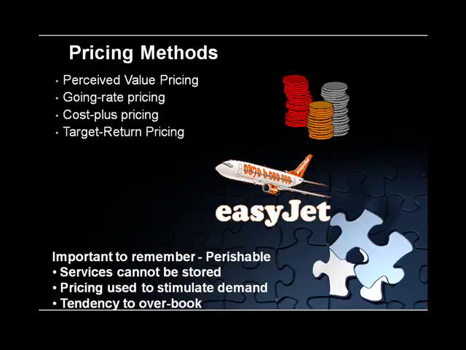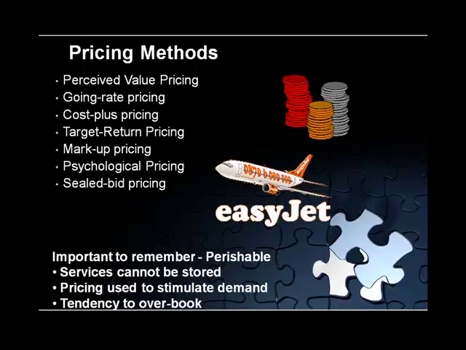Then your target return pricing, which is the price at which the product will be competitive in the marketplace. Then you've got your markup pricing, I just mentioned that. Psychological pricing is charging £1.99 instead of £2 or £2.01, because it's still perceived as cheaper. Sealed bid pricing is very often done by governments or other public agencies to guarantee an objective consideration of competitive bids, and the investors are informed about a deadline by which they can send in their pricing bid. And then moral pricing as well.